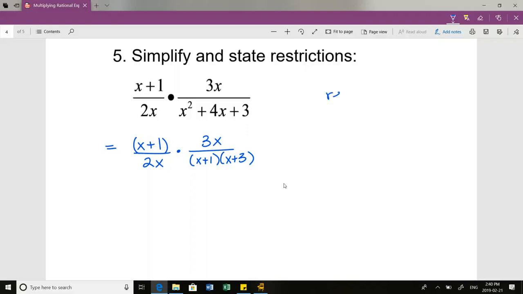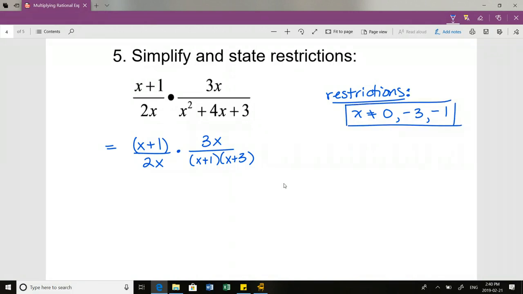So we're going to restrict before we start canceling anything. 0. Good. X cannot be 0. -3 and -1. Awesome.